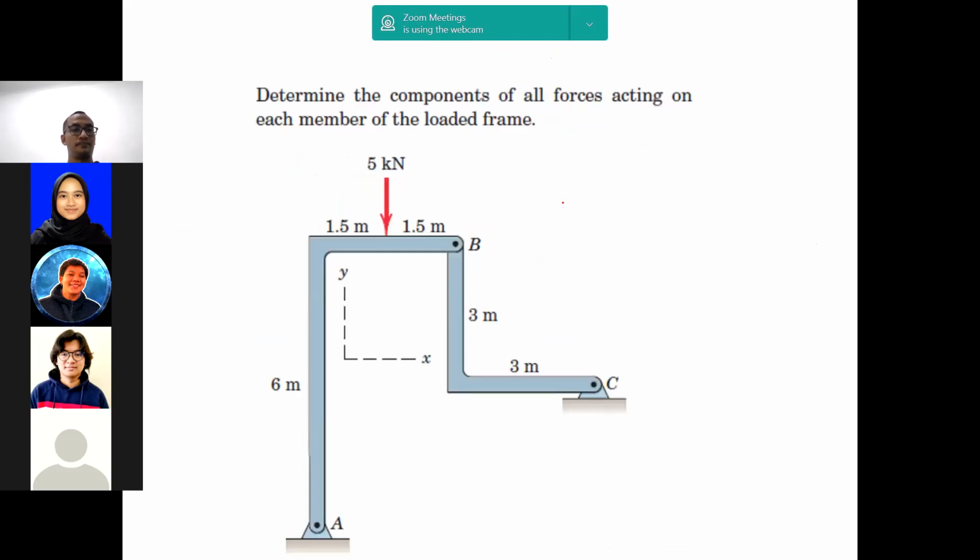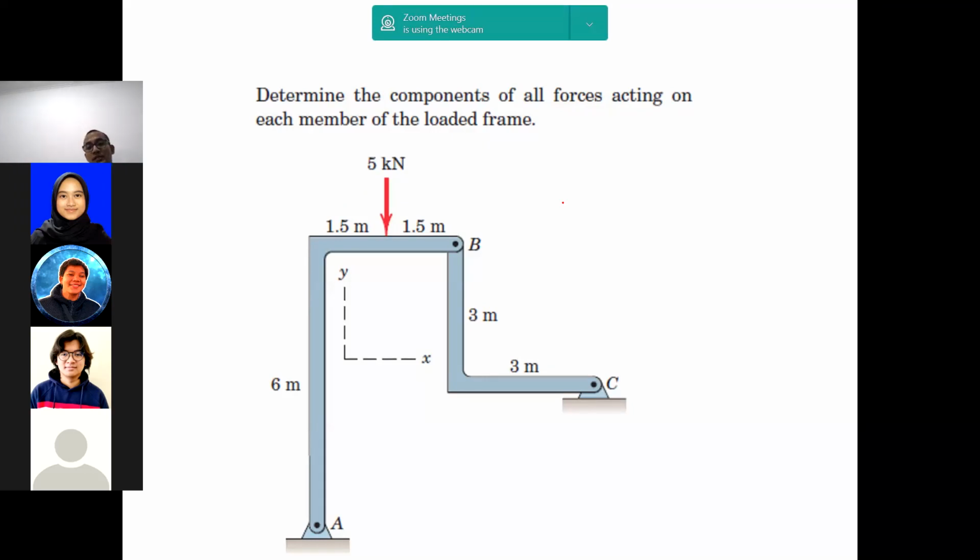This is another example. Still Amadia, can you find the two force member here? Is it BC? BC, correct. BC is a two force member as well because the pin is there at both ends. There is no friction there, and there is no moment at both ends. So BC is a two force member.